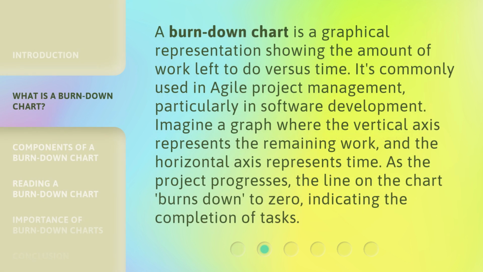A burn-down chart is a graphical representation showing the amount of work left to do versus time. It's commonly used in agile project management, particularly in software development. Imagine a graph where the vertical axis represents the remaining work, and the horizontal axis represents time. As the project progresses, the line on the chart burns down to zero, indicating the completion of tasks.